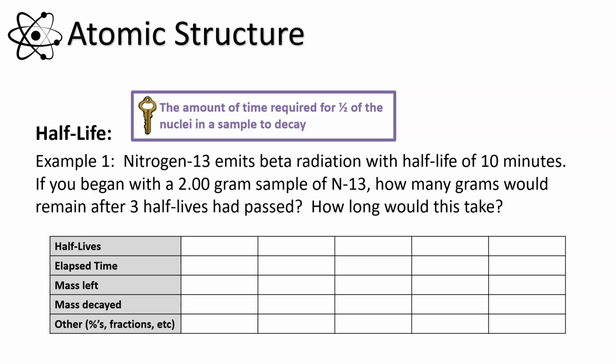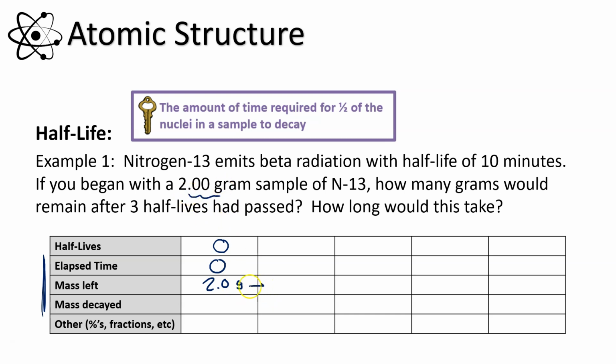This first one says nitrogen-13 emits beta radiation with a half-life of 10 minutes. If you began with a 2-gram sample of nitrogen-13, how many grams would remain after 3 half-lives? I have another version of this table set up that we can use, because it's this type of table that you can almost always use to solve at least simple half-life questions. Just by starting back at 0. 0 elapsed time have passed, 0 half-lives have passed. You're always starting at 0. At that point, you've got your initial mass that you can fill out. In this case, it's 2 grams.